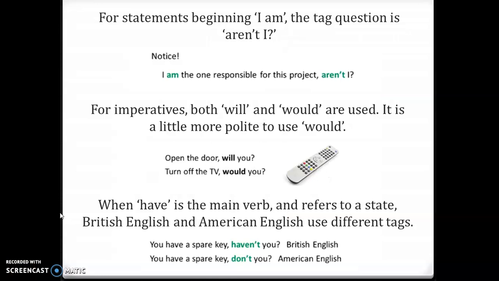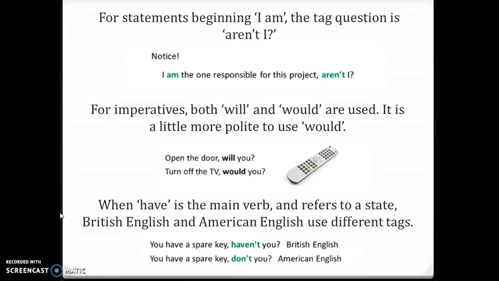For statements beginning I am, the tag question is aren't I? Notice this. I am the one responsible for this project, aren't I? For imperatives, both will and would are used. It is a little more polite to use would. Open the door, will you? Turn off the TV, would you?